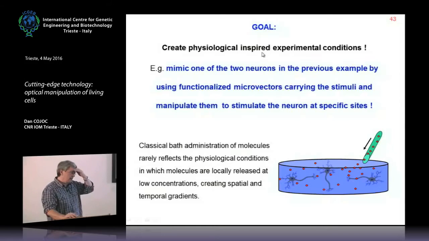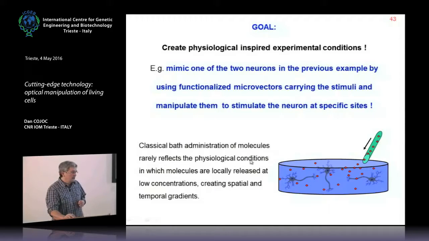So the goal of the method is to create physiologically inspired experimental conditions, for instance to mimic one of the two neurons in the previous example, by using functionalized microvectors carrying the stimuli and manipulating them to stimulate the neuron at specific sites.